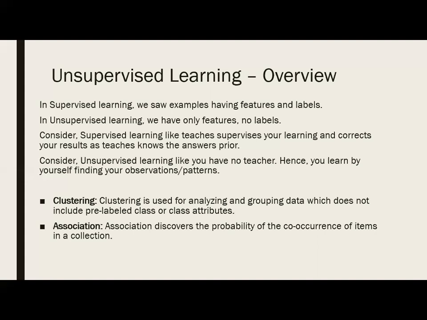So, unsupervised learning has two subtypes: clustering and association. Clustering is used for analyzing and grouping data which does not include pre-labeled classes or class attributes. It's like making groups from the data. Especially when you do clustering, there may be some outliers as well. In any class, there may be some outlier students. The same way in data, you may also find some outliers.